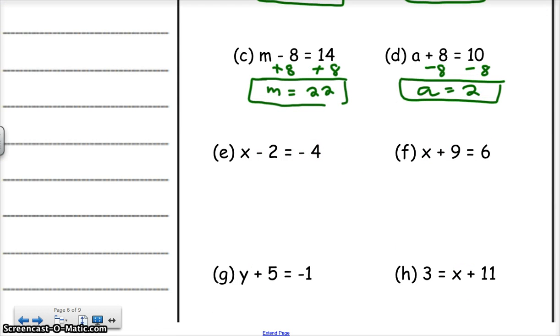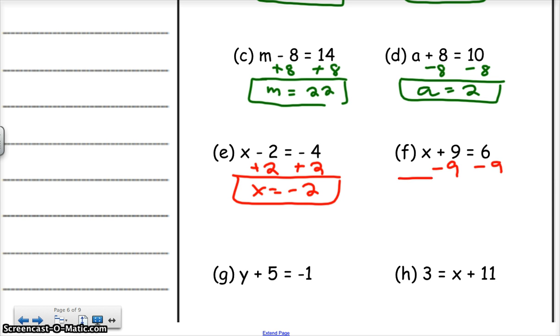x minus 2 equals negative 4. What's the opposite of minus 2, guys? Plus 2 to both sides. Negative 4 plus 2 is a negative 2. Opposite of adding 9 would be subtracting 9. And you get x is equal to 6 minus 9 would be a negative 3. Or you could say 6 plus a negative 9. Both techniques work.